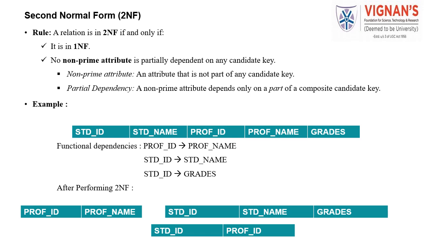After decomposition, all partial dependencies are removed. Every non-prime attribute depends on the whole key. The database is now in second normal form. Now I will explain third normal form, also called 3NF. 3NF is the next stage after second normal form.